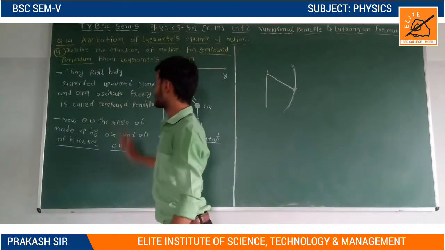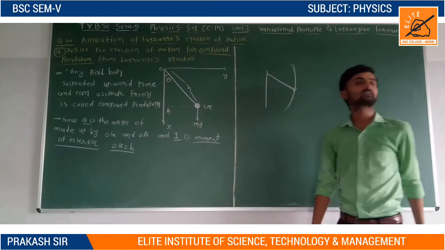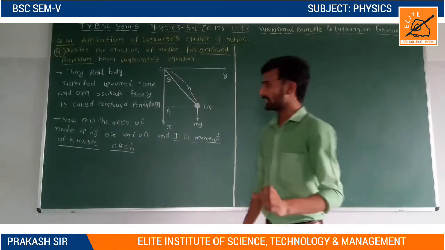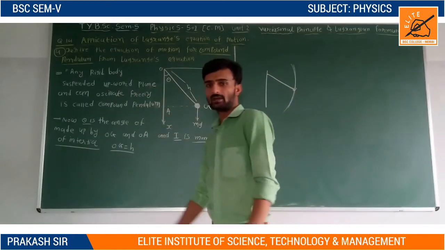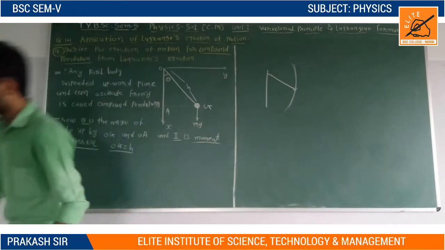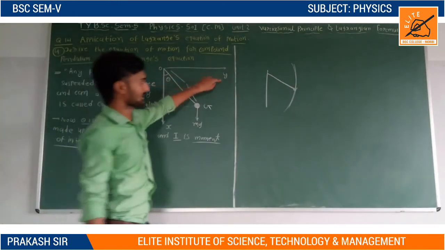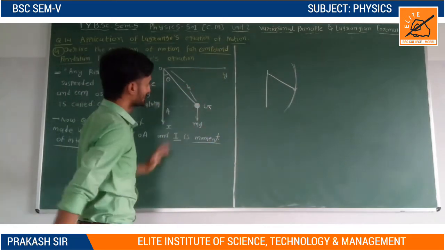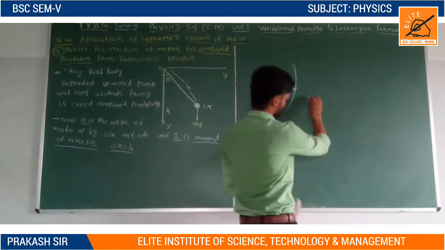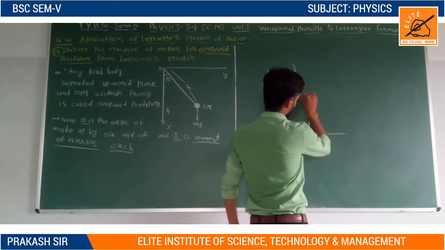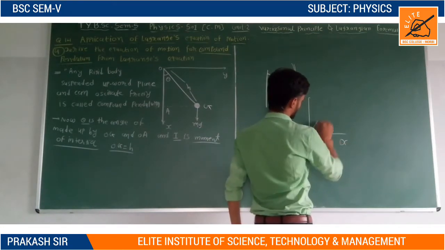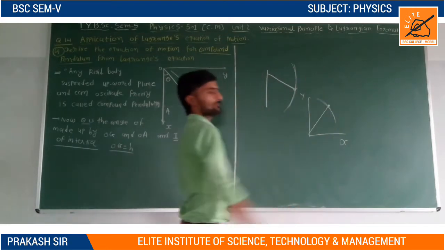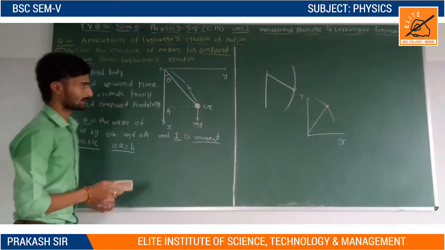This is called a compound pendulum. Any rigid body suspended in a vertical plane that can oscillate freely we can call a compound pendulum. So here the y axis is here and the x axis is here, at 90 degrees. So this is a compound pendulum, with the upward direction removed.